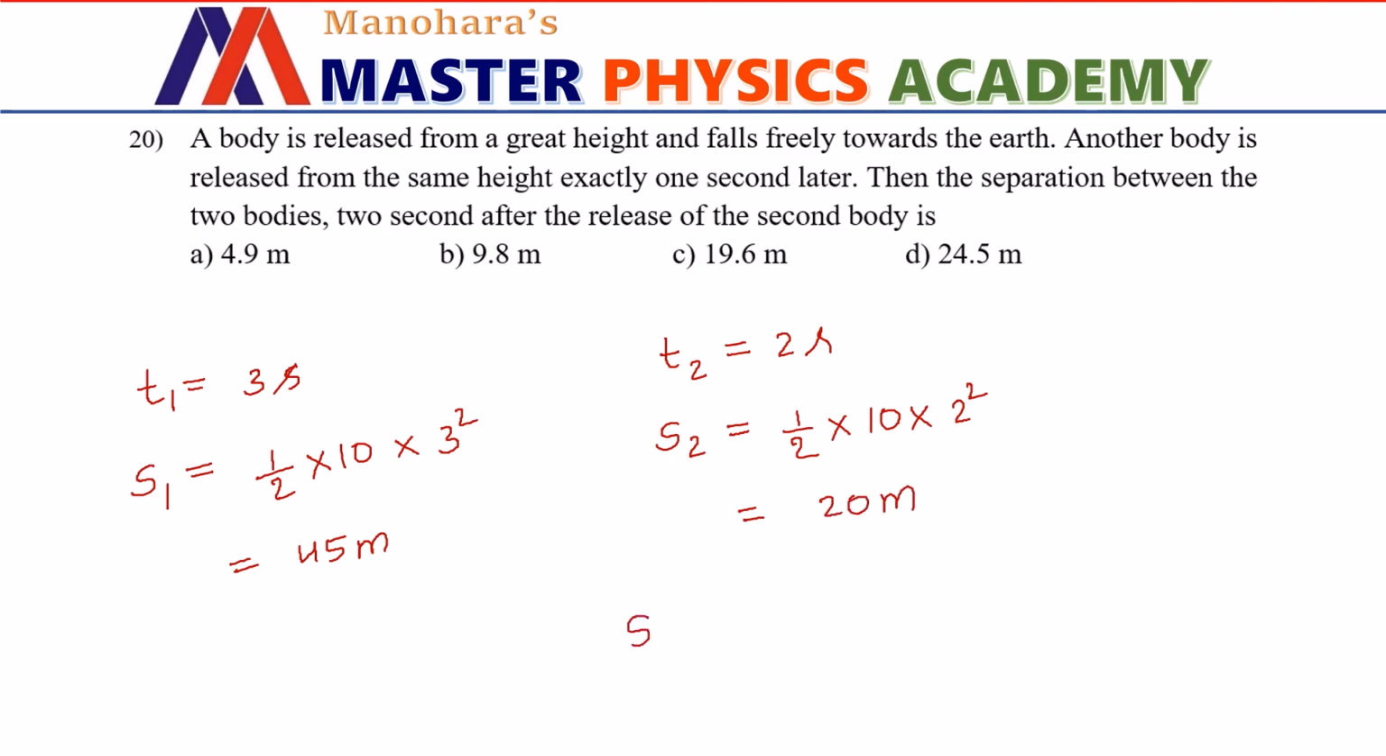Therefore, distance of separation between these two bodies after 3 seconds, we have s1 minus s2 equals 45 minus 20, which is equal to 25 meter. Option D is the right choice.